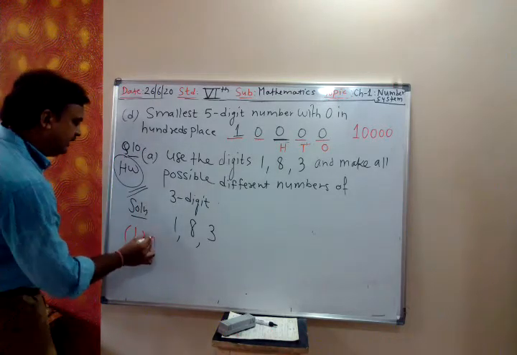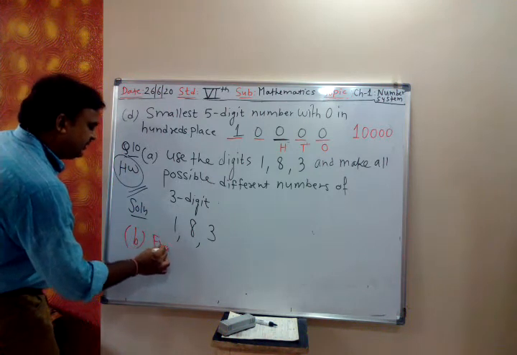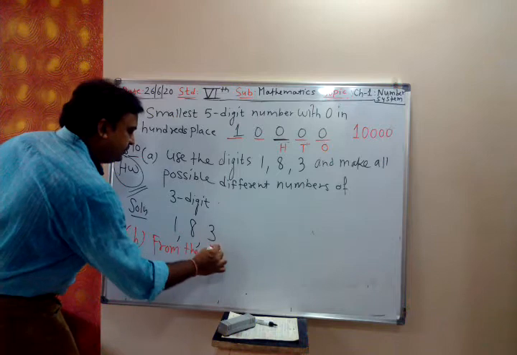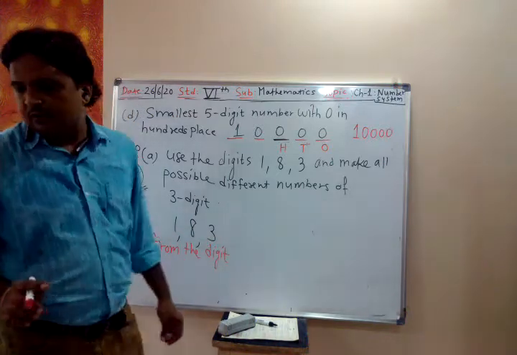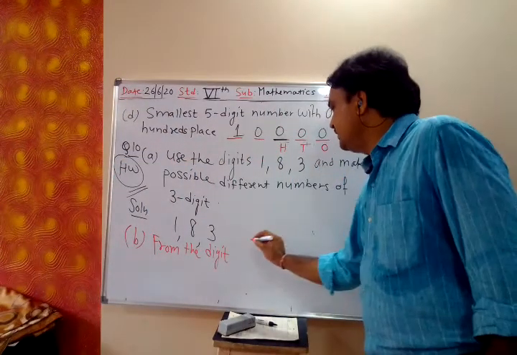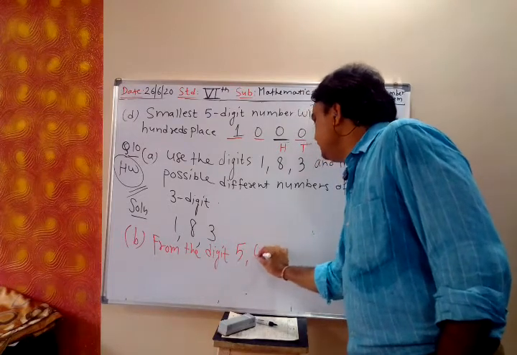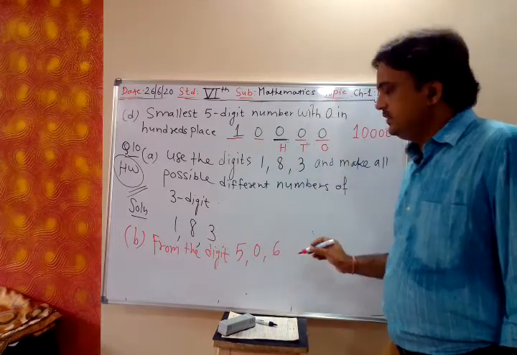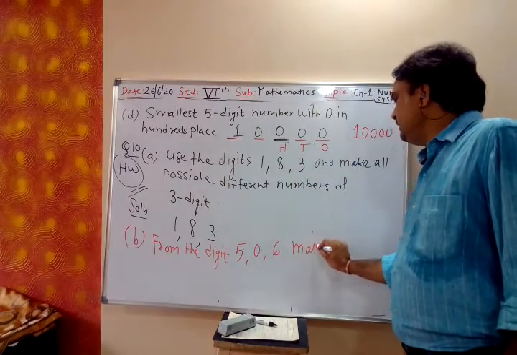Next, B part. From the digits 5, 0, 6, make 5 numbers.